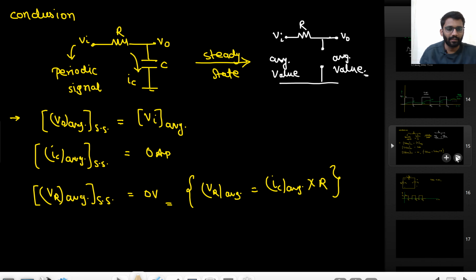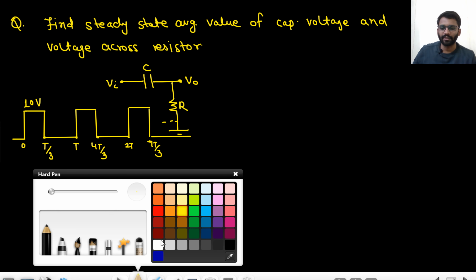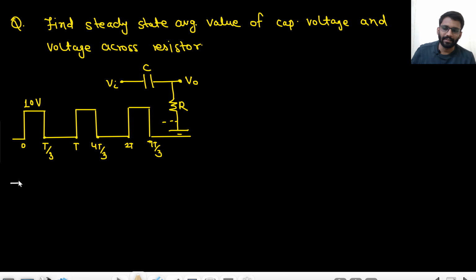So I guess I can write a question. Okay. So let me pause it and I will write a question. Okay. So this is the question given to you. An RC circuit is given. Okay. You have to find the steady state value of the capacitor voltage and the resistor voltage.